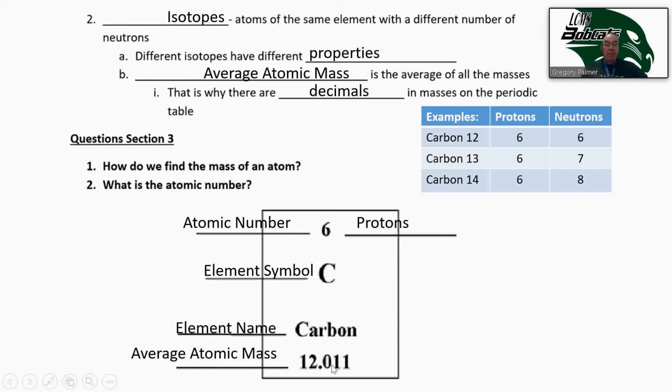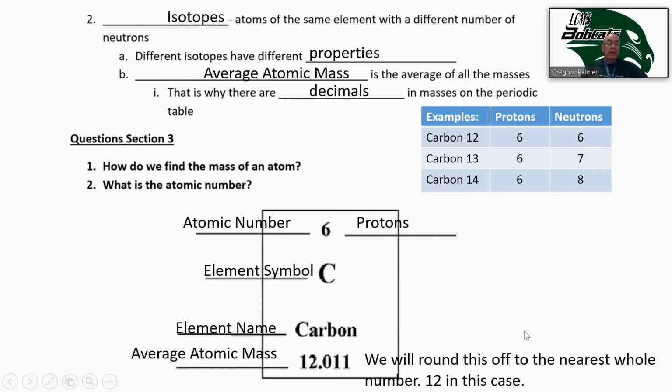And this box at the bottom is the average atomic mass. Okay. We're going to round this off to the nearest whole number whenever we use this. So whenever we do anything in class, we would be using carbon-12 because we're going to round this off to 12.0.